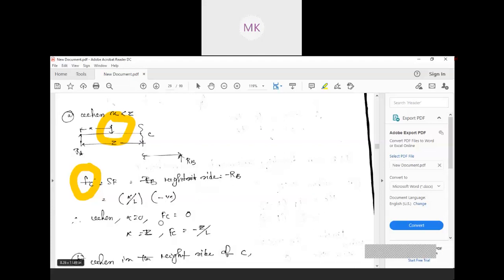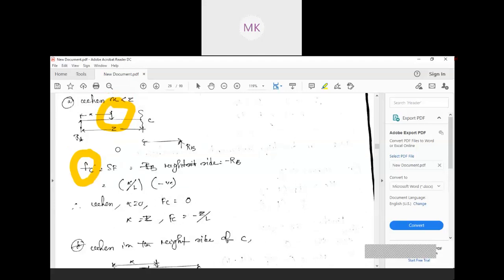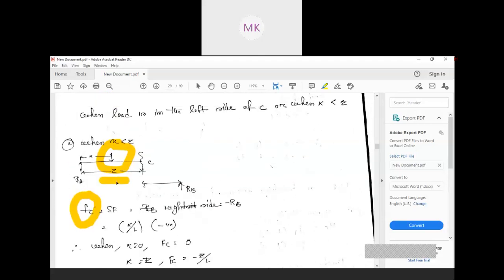So you need to put the value here again, similarly to the previous way. When you put x equals 0, you will simply get FC is 0. Similarly, when you put x equals z, FC will be z by L. Now why are we putting 0 and z? Because we are taking up to a distance z, not L. We are not considering the whole beam.